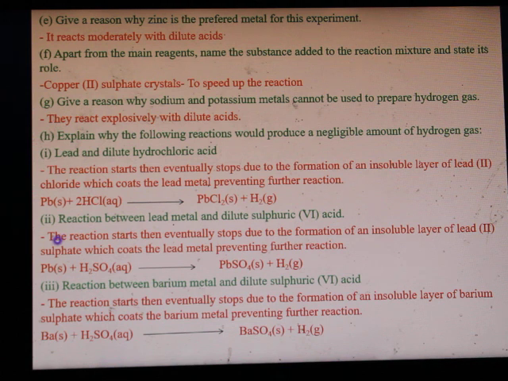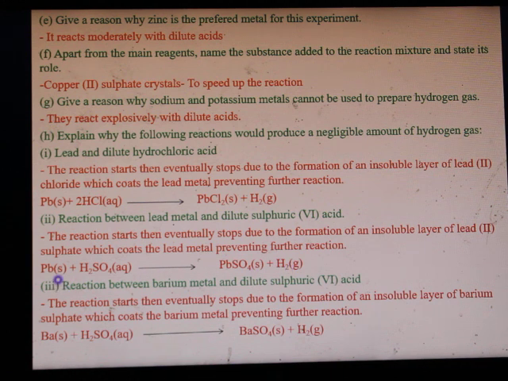That's why we shall say that the reaction starts, then eventually stops due to formation of an insoluble layer of lead 2 sulfate, which will coat the lead metal, preventing further reaction. And the equation for the reaction is lead solid plus H2SO4, that is dilute sulfuric 6 acid, to form lead sulfate solid and hydrogen gas.